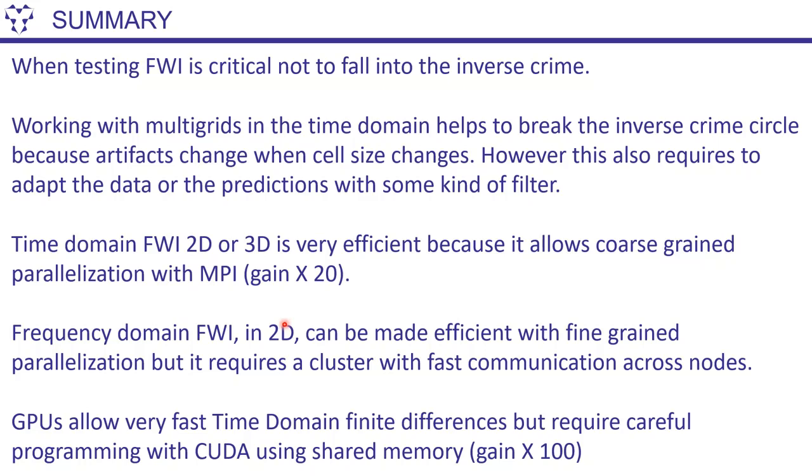Frequency domain, on the other hand, is not as efficient in MPI parallelization because it requires clusters with fast communication across nodes that tend to be much more expensive. And the GPUs allow us to run very fast time domain finite difference, but they require careful programming with CUDA and definitely need to use shared memory. In these conditions, you can easily achieve gains on the order of 100 times.